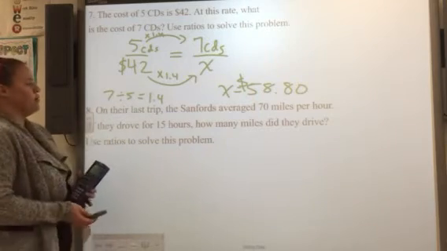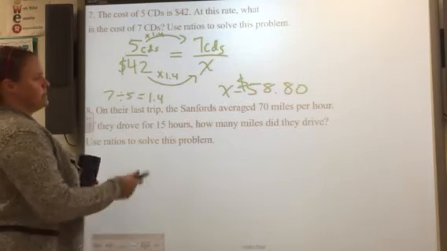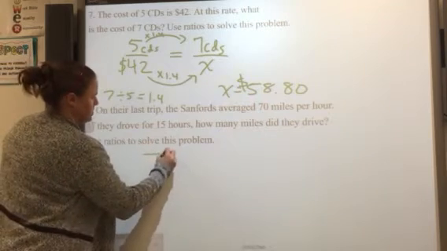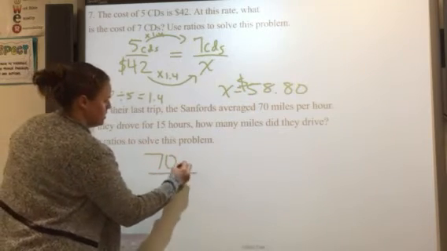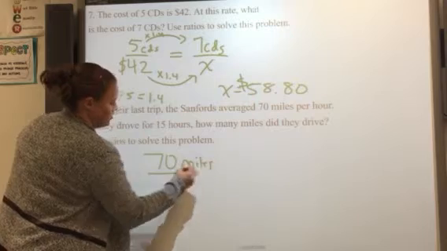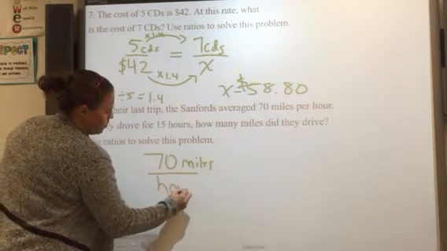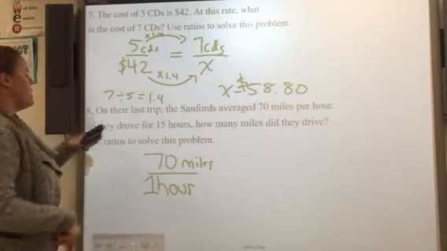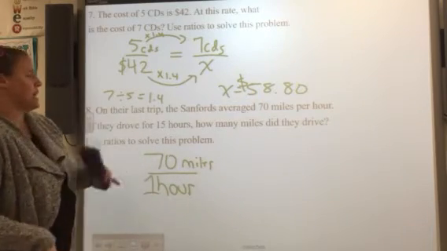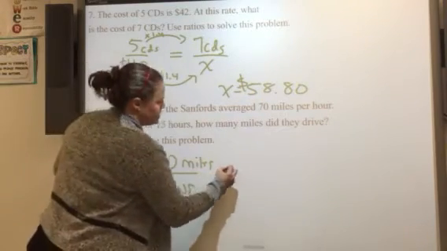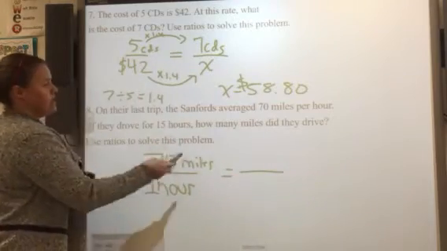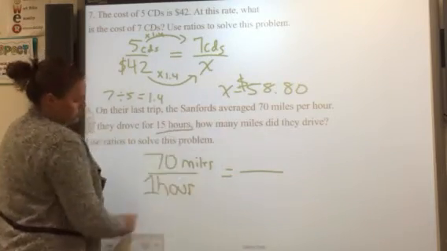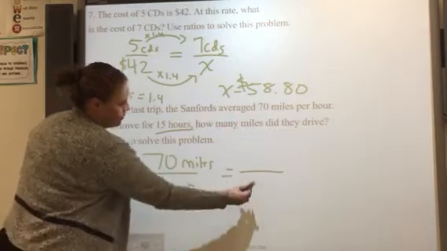Number 8. On their last trip, the Sanfords averaged 70 miles per hour. So 70 miles per hour. If they drove for 15 hours, how many miles did they drive? So I know that the information I have is 15 hours. So I'm going to put hours down here with hours.